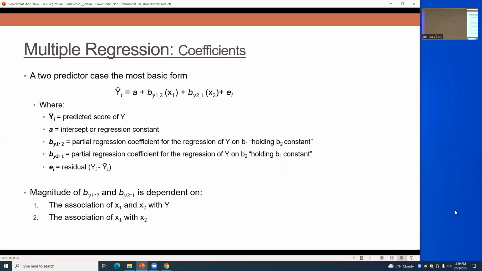In our multiple predictor case, this isn't the case, because the magnitude of the slope coefficients we get for x1 and x2 are going to be dependent on the association of x1 and x2 with our outcome, which makes some sense, but also on the extent to which x1 and x2 are related to one another. This starts to become the big issue with multiple regression: taking into account the fact that we almost always will have correlated predictors.